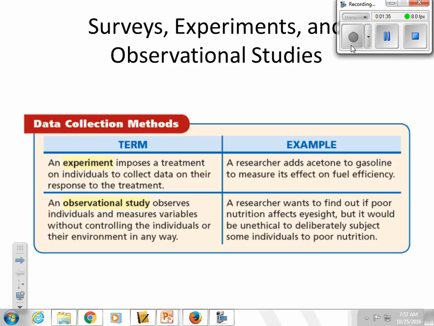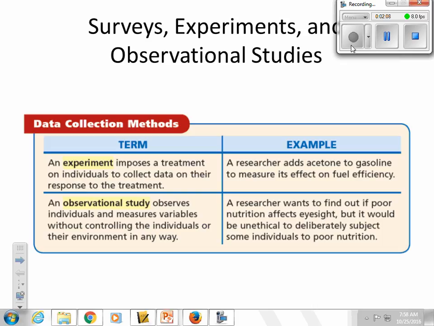In an observational study, the researcher is simply observing, watching, recording what they see. They measure variables that might be changing, but they're not controlling the way people react to something or the way something performs. All they're doing is simply sitting back, watching what happens, and recording the way things occur.